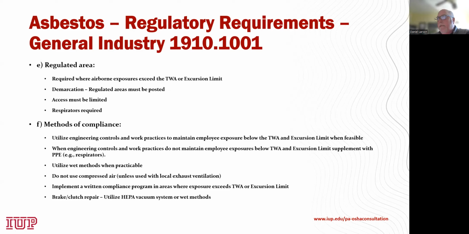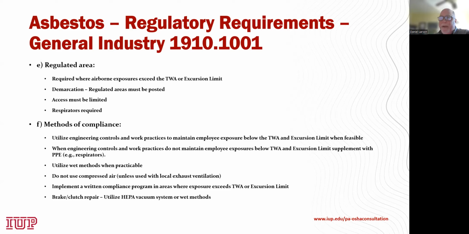Under OSHA, there are different methods of compliance that are permitted. First and foremost, you want to try to use engineering controls and work practices to maintain employee exposures below the TWA and excursion limit whenever possible. If you have engineering controls and work practices in place and you still can't get employee exposures below the TWA or excursion limit, then you have to move on to the next step, and that's to supplement those with personal protective equipment, such as respirators, coveralls, Tyvek, gloves, things like that.